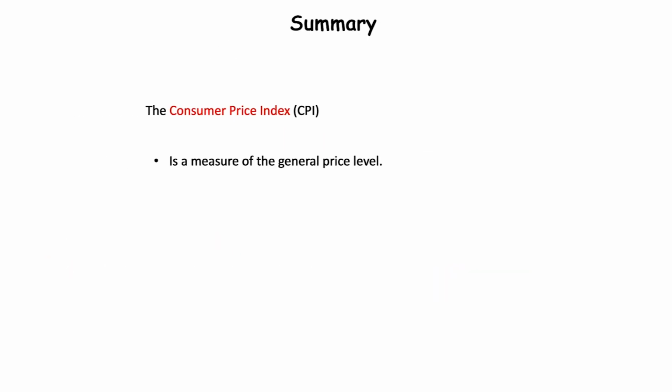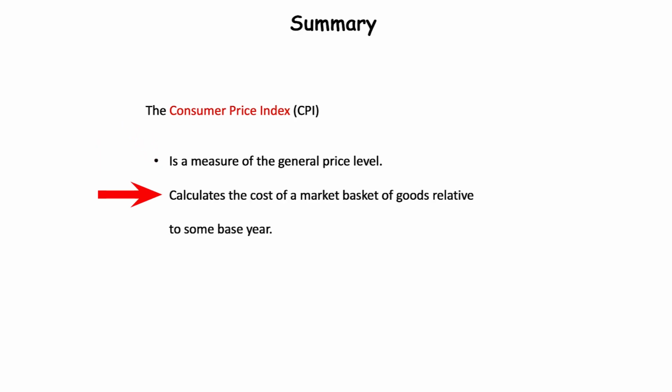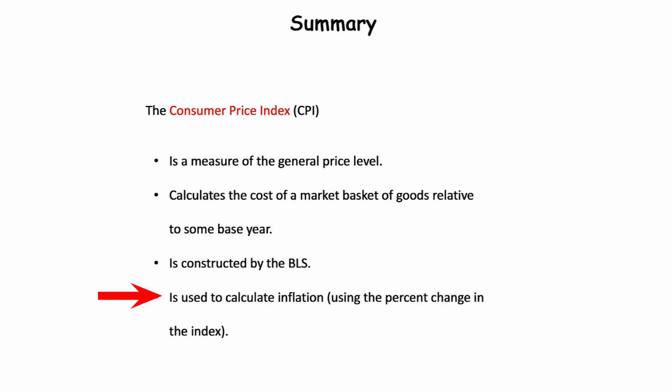So just to summarize, the consumer price index is a measure of the general price level in the economy that is relevant to consumers. It calculates the cost of a representative basket of goods and how it changes relative to some base year. In practice, it's constructed by the Bureau of Labor Statistics in the US or by Statistics Canada. And it's used to calculate inflation. Inflation is the percentage change in the price index.